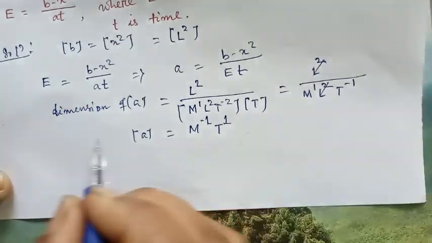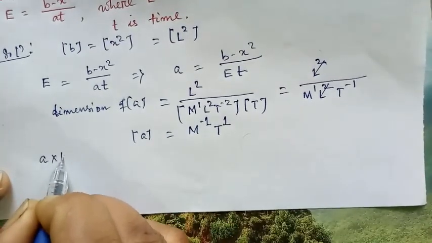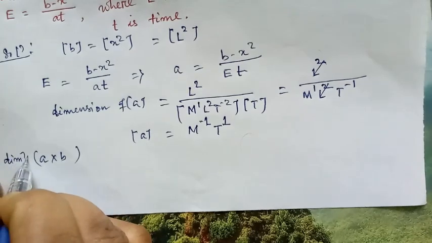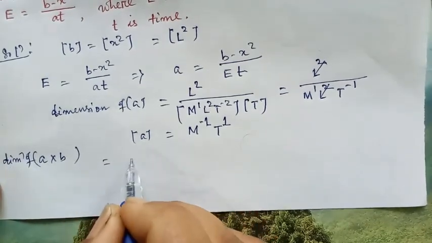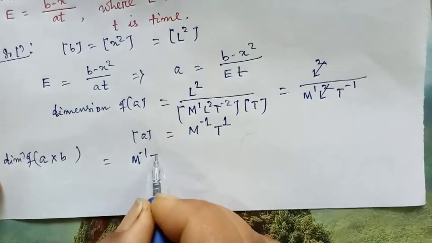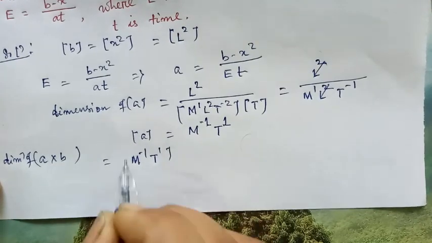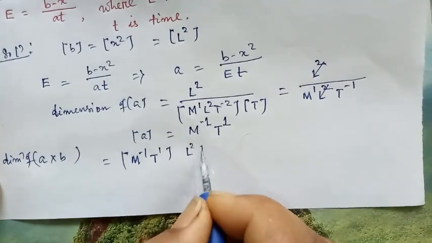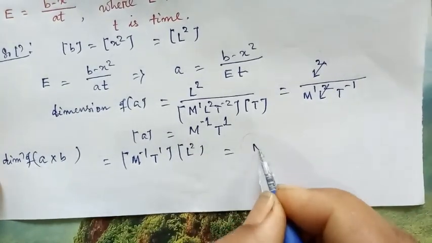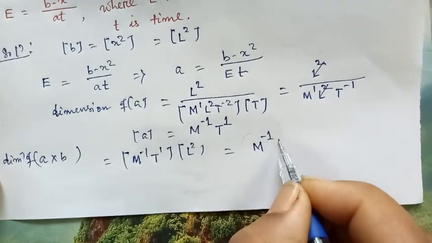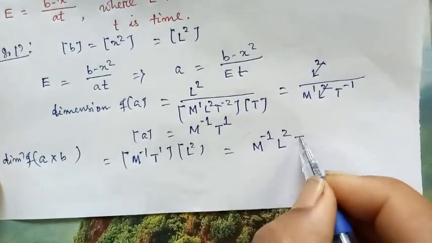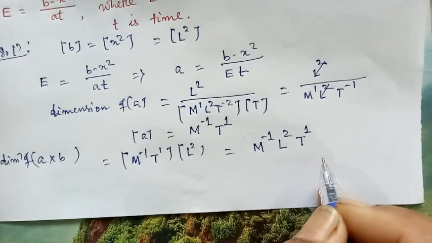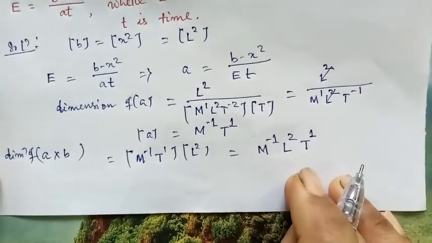We have to find the dimension of A into B. The dimension of A is M^-1 T^1, and the dimension of B is L². So the dimension of A into B is equal to M^-1 L² T^1. Okay. Thank you. Have a nice day.